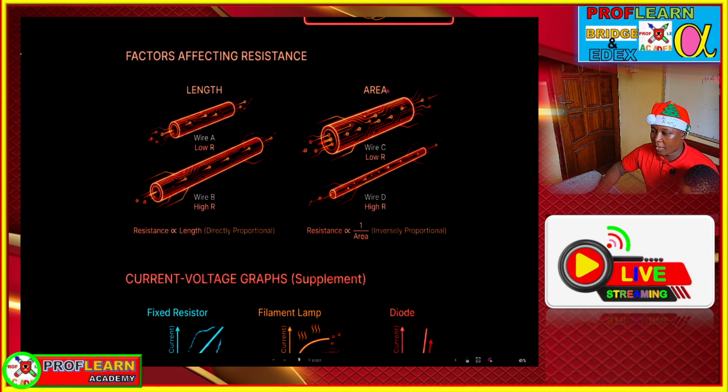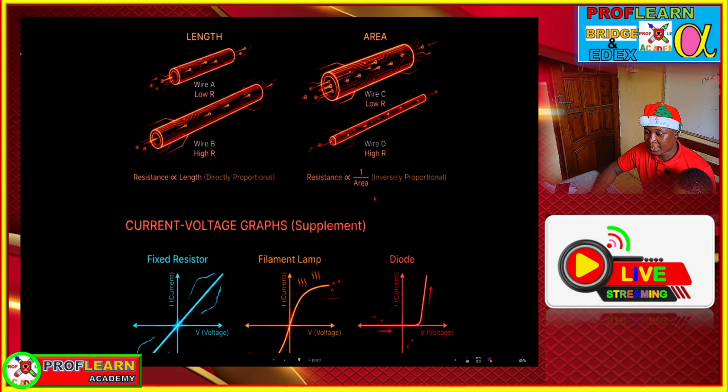Because we also have the aspect of area. The larger the area, the less the resistance. Because if the cross-section area is large, it means there are more free electrons which can be used for electrical transmission. So thinner wires are susceptible to higher resistance.